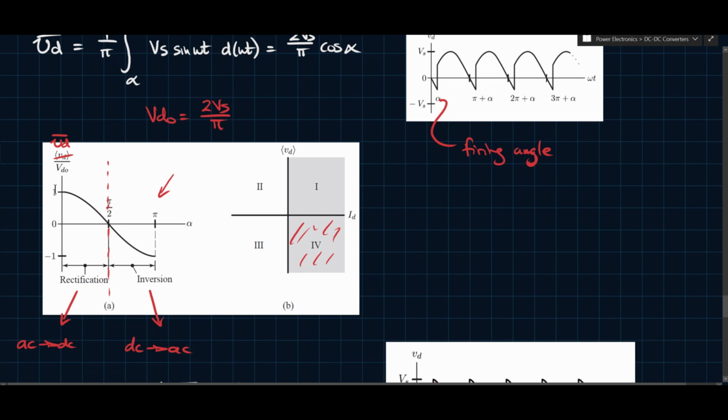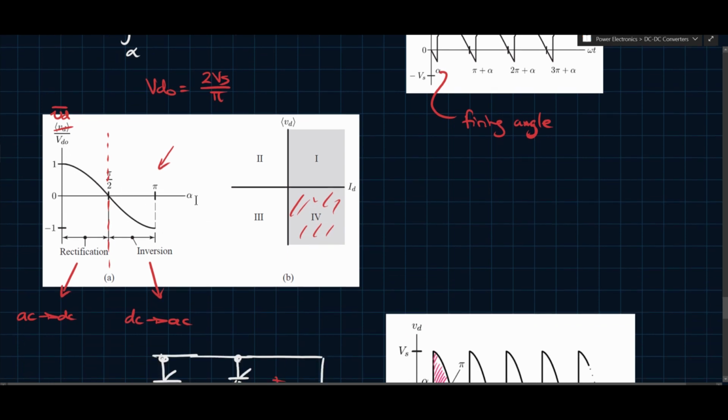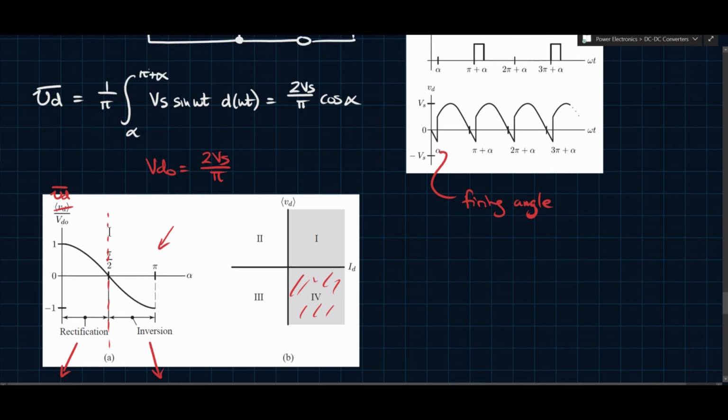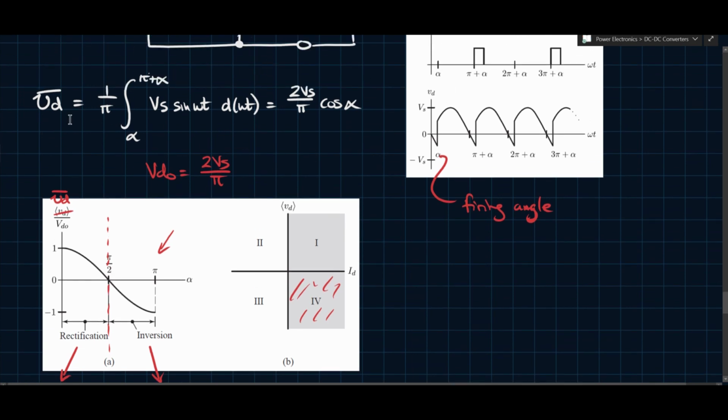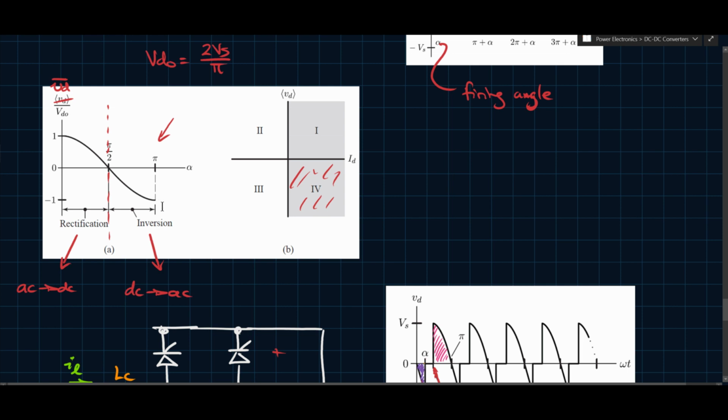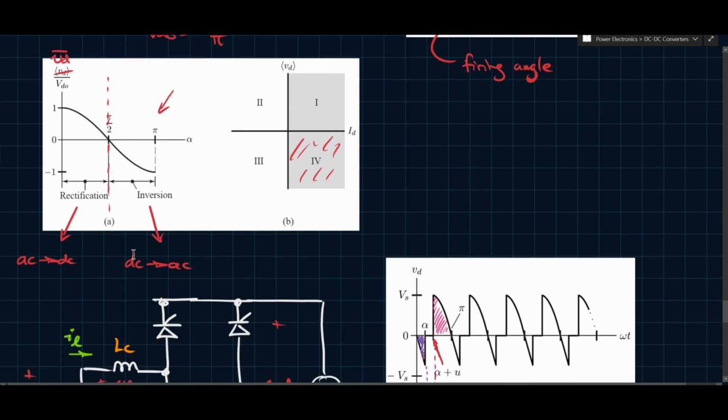We saw that this voltage can be positive or negative depending on the value of alpha, but we said that this negative case is not really achievable in this configuration, although theoretically it could be achieved, right? Because this expression is not unique to this situation. If you were to flip the switches, you would still end up with a similar equation, and you can then have inversion, which is DC to AC power flow.